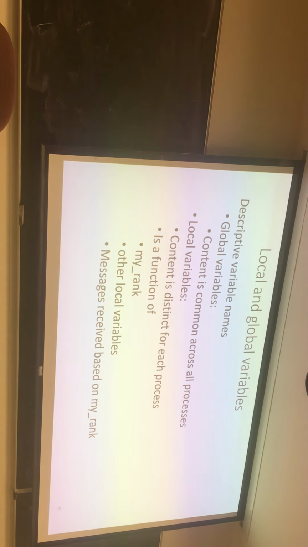Or they are a function of other local variables, and those other local variables can themselves be a function of my rank. So this is the second method: you can have a local variable. Or this message is received based on my rank. For example, if I'm rank 1, I may receive a different message from the rank 2 process. So all this can be local variables.